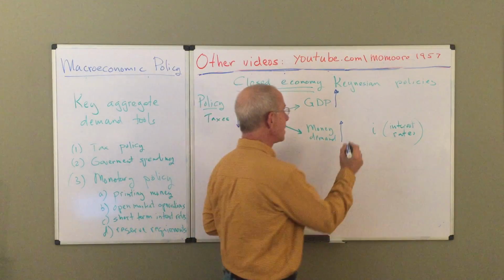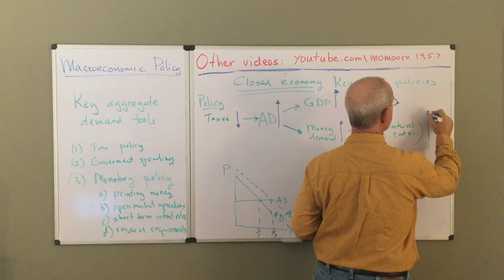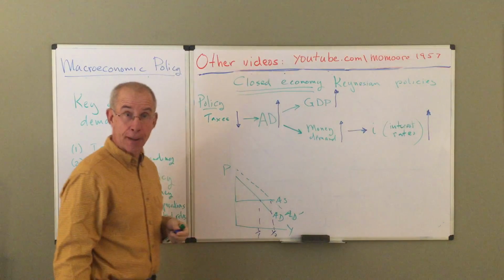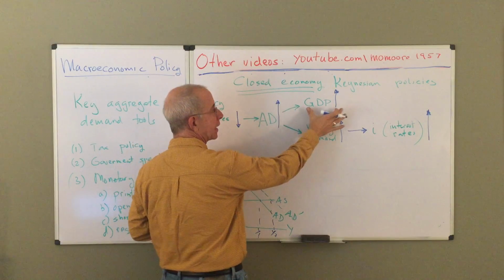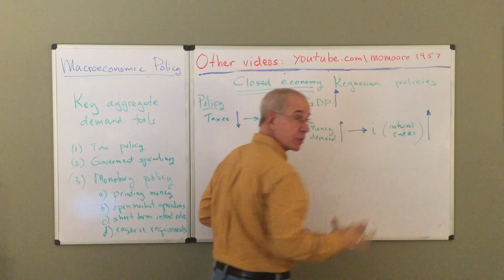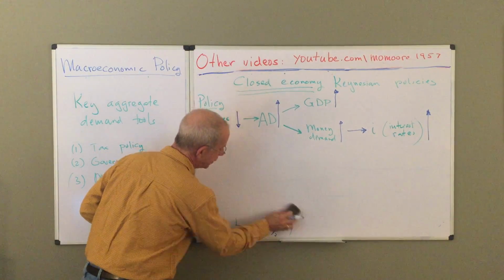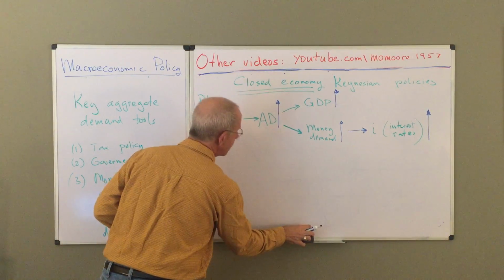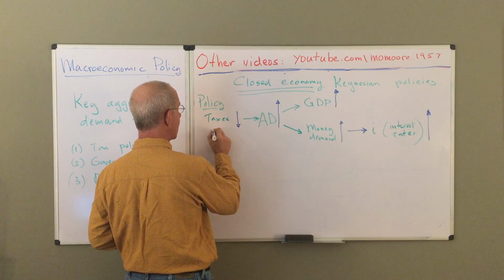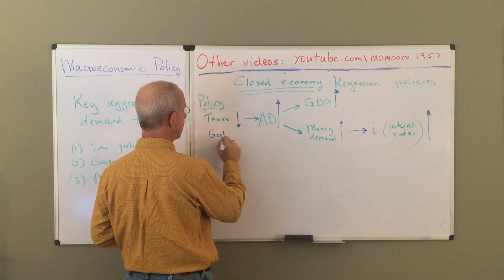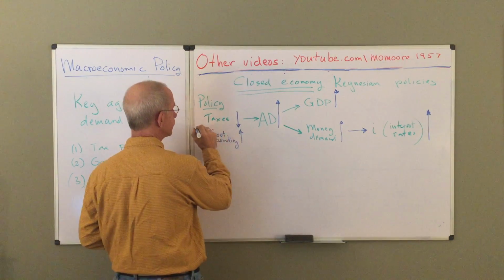Okay, the increase in demand for money will increase interest rates. Okay, so a tax cut will result in GDP going up and interest rates rising. Okay? Now, let's imagine that instead of a decrease in taxes, that we had government spending increase.